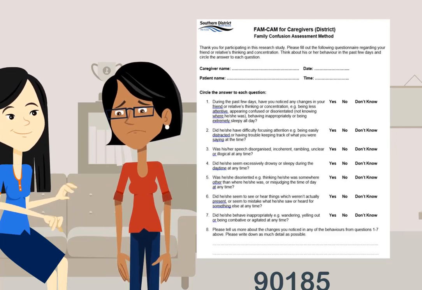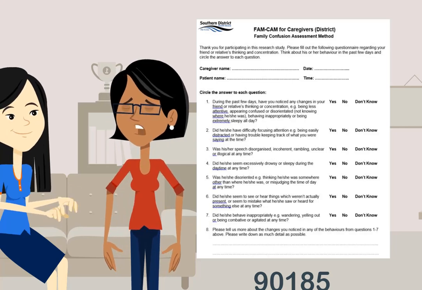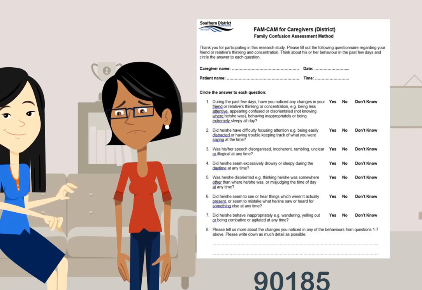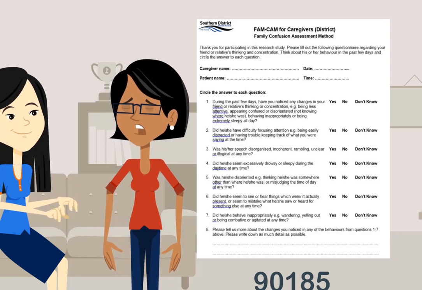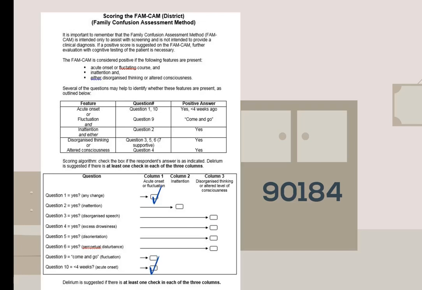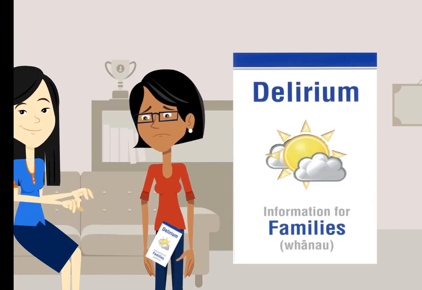And that's that list of questions that are really useful in gathering information from family. Here it is. It's a series of questions, and it's number 90185 on Midas. Sue answers yes to questions 1, 2, 4, 9, 10 and 11. So Abby takes those answers and scores them on 90184. She gets a check in columns 1, 2 and 3, and this strongly suggests to her that John is experiencing delirium. Abby gives Sue the family information sheet on delirium.